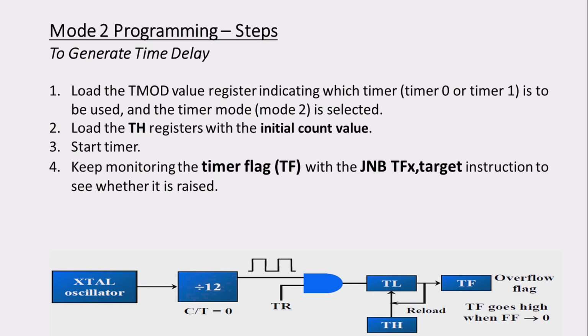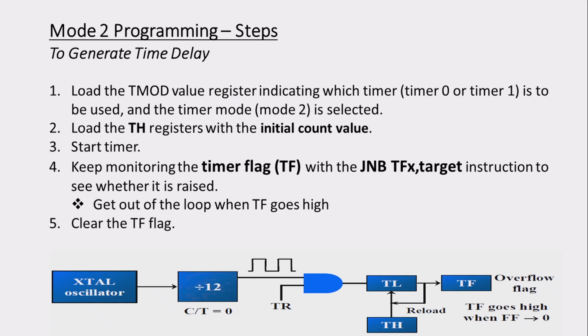Okay, and then the target is the loop back, where actually it should go back to the loop. Once the TF flag has been raised, we need to get out of that loop, and then I need to clear my TF flag. Once the TF flag has been cleared, it will go back to where? It will be going back to step 4. Since this is an auto reload, there is no need to load the initial count value again. So these are the steps we need to follow if we are doing mode 2 programming.